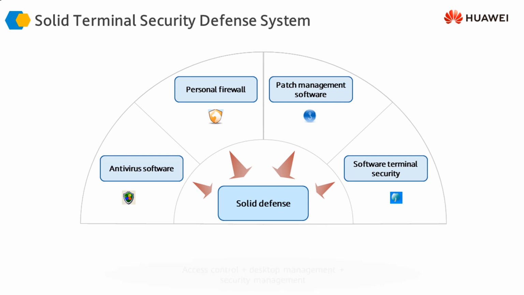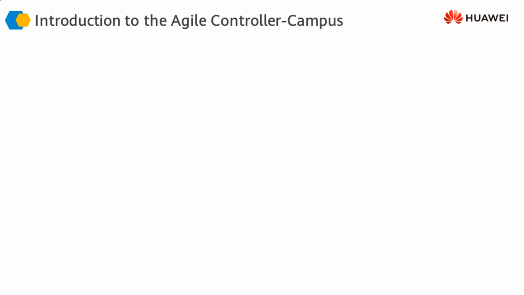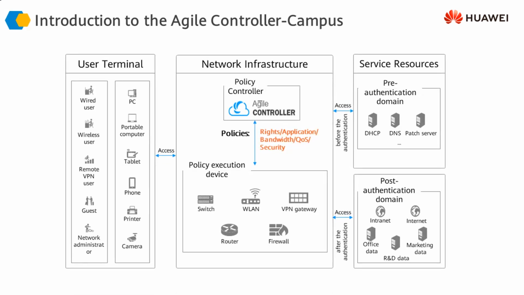So this means that if we want a solid defense, we need to have solid access control, we need to have desktop management, and we need to have security management. The Huawei solution, which makes all this possible and provides us with all these capabilities, is called Huawei's Agile Controller Campus, or simply Agile Controller. Huawei's Agile Controller is the solution which sits in the middle.